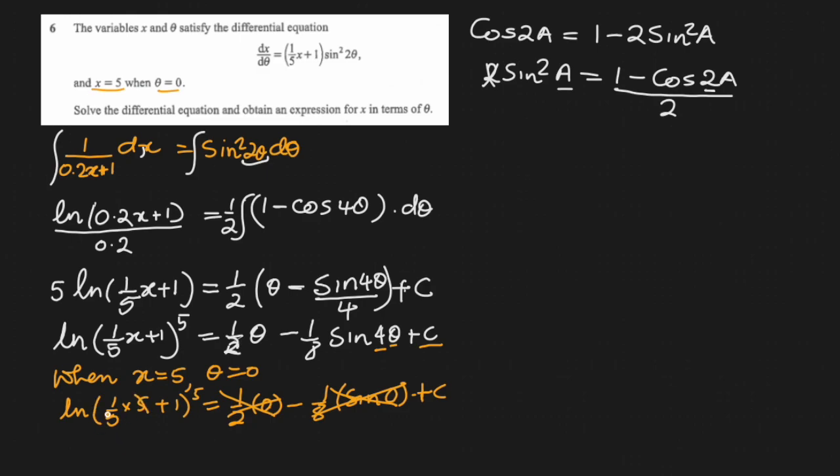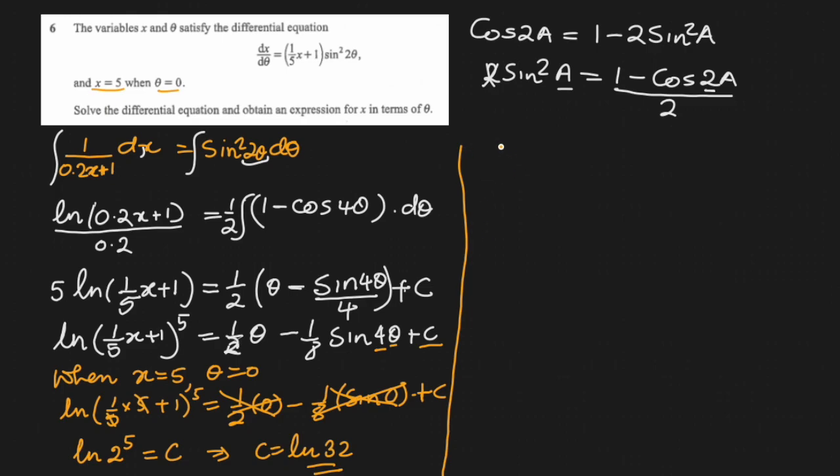5 and 5 cancel. So natural log 2 to the power 5 equal to c. 1 plus 1, 2, yes. Which we can write as 32. c equal to natural log of 32. 2 to the power 5 is 32. So we got c also.